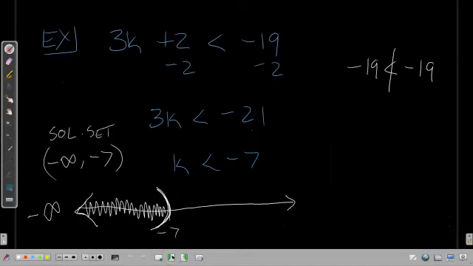Okay, so since we had a strictly less than symbol here, it was strictly less than, so I must use the parentheses because the bracket would indicate that that minus 7 was included.